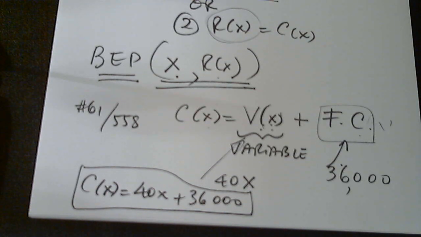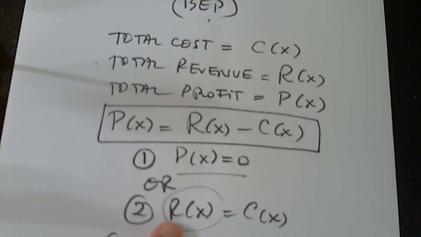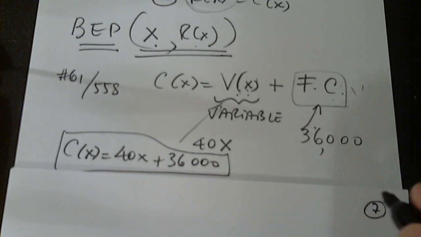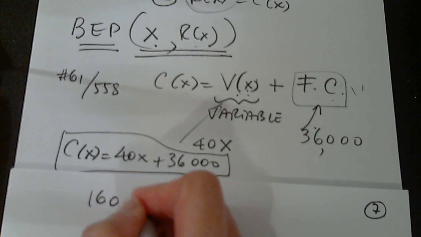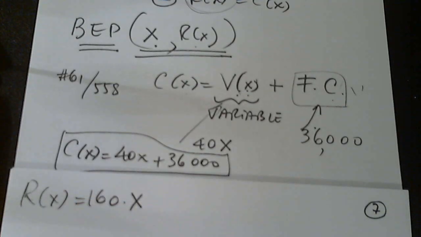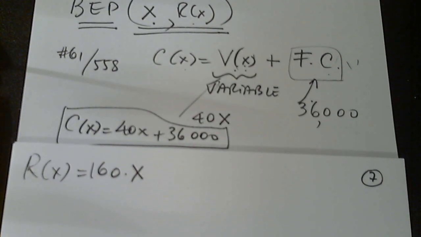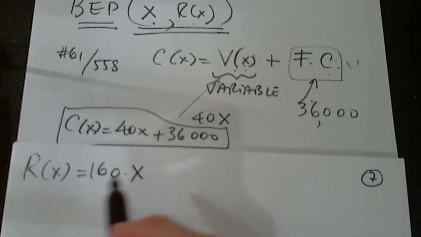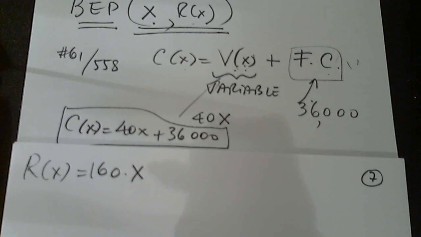The selling price is 160 per unit. Okay. Now we're talking about revenue. So we produced, and now we want to sell. So it says 160 times each unit. And this is the total revenue. The revenue function is 160x. If I sell 1, I get 160. If I sell 2, I get 320. If I sell 3, 480, and so on and so forth. Final question.